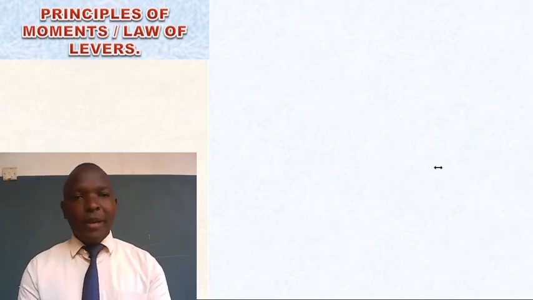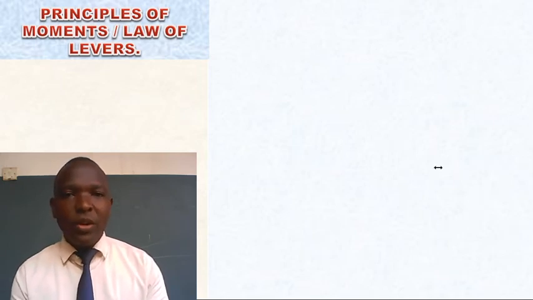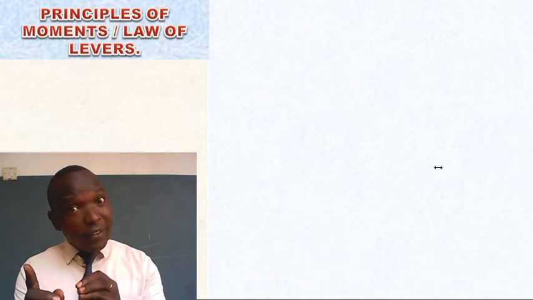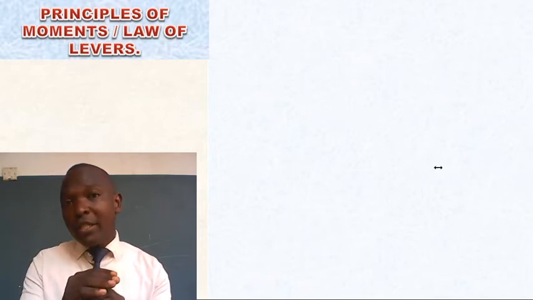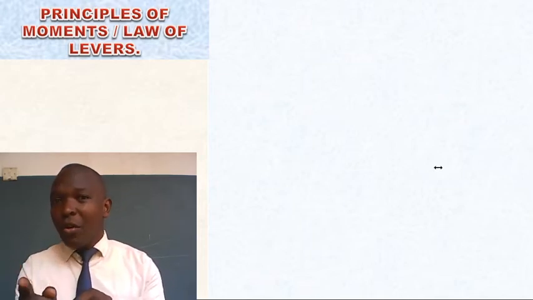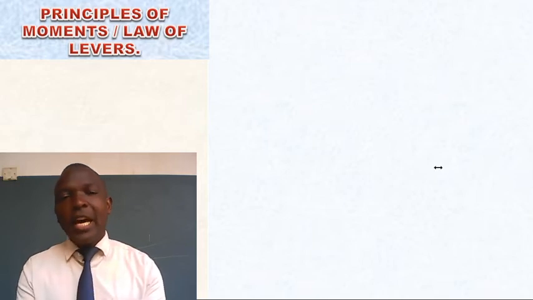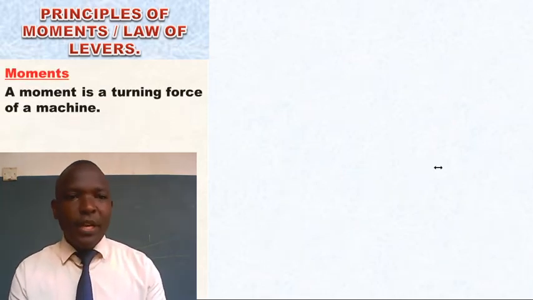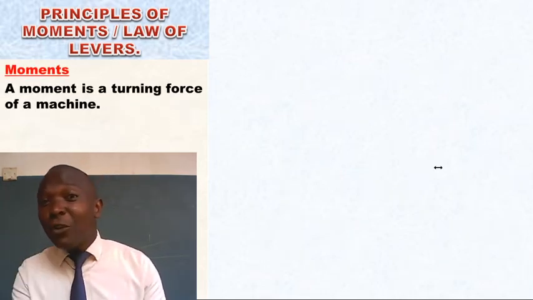In this discussion, we are going to see how we can apply this law of moments more specifically to one of the examples of a machine which falls in the first class levers, which is the seesaw. But what is a moment? A moment is a turning force of a machine.